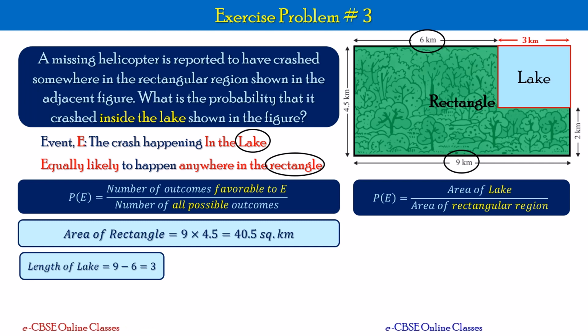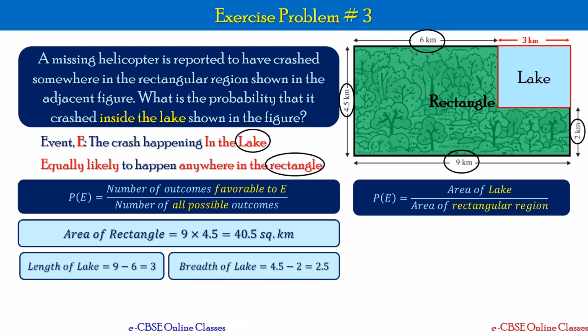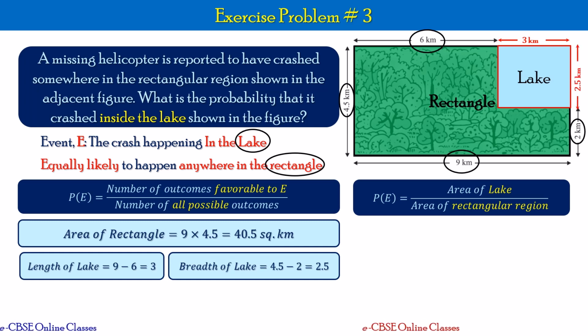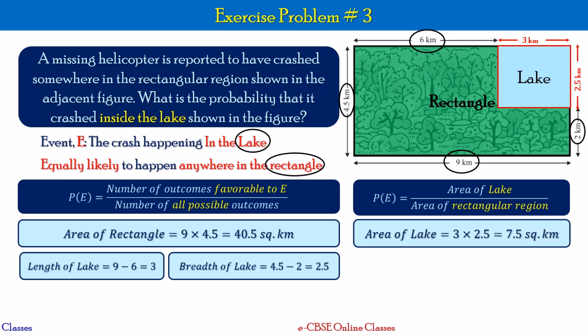Now let's work on the breadth of the lake. So here the major dimension is 4.5 and out of that we remove 2 kilometers. So my breadth of the lake will be 4.5 minus 2, that is 2.5 kilometers. Okay, so the area of lake is equal to 3 times 2.5, that is 7.5 square kilometers. So this is going to be my numerator.